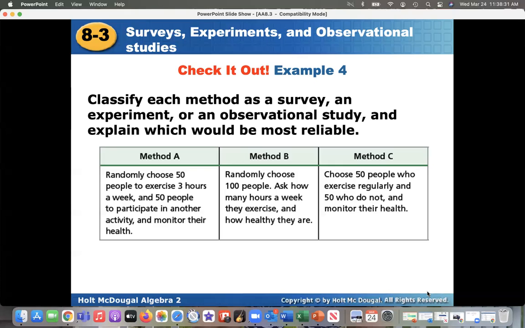Method A, randomly choose 5 people to exercise 3 hours a week and 50 people to participate in another activity and monitor their health. Method A, what is that? Experiment. What's the treatment? Have them exercise, right? Have them do 3 hours of exercise a week, okay? All right, method B, randomly choose 100 people, ask, keyword there, ask how many hours a week they exercise. They might lie, right? And how healthy they are. Doesn't everybody think they're healthy? Yeah. Right? Maybe not, but you know what I mean? Would that probably be the best or the worst of those 3?